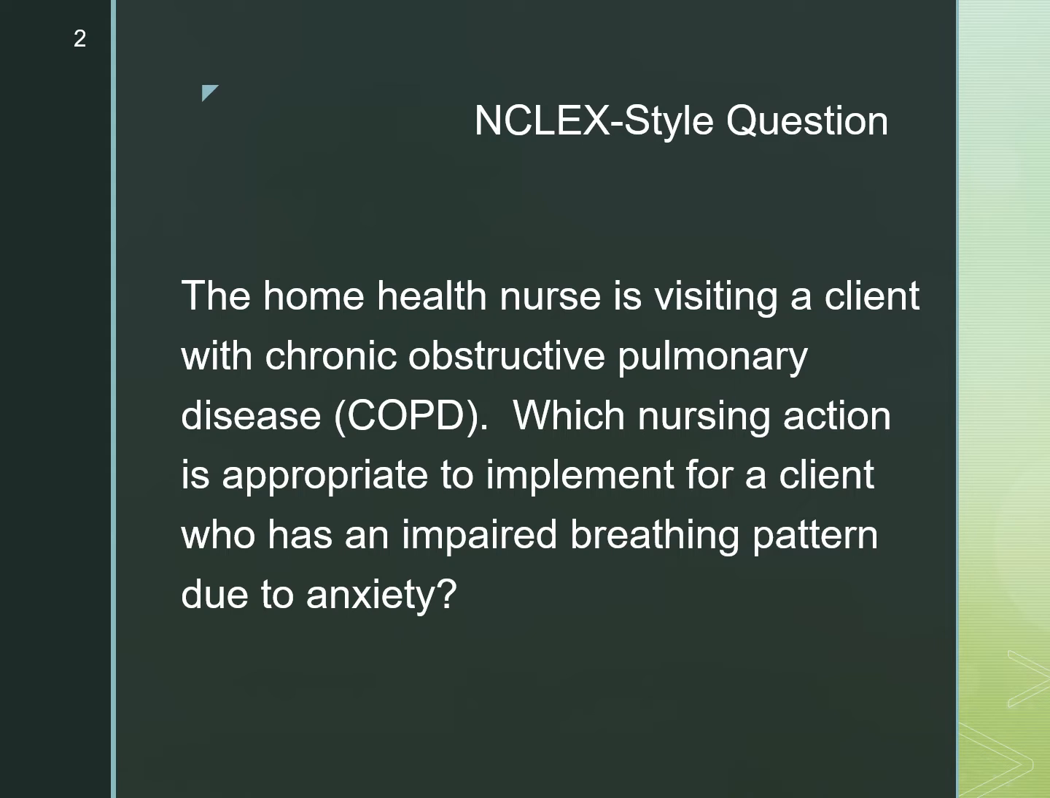Okay, after you've thought about it for a second or two, what I came up with is, how do we help COPD clients with their breathing pattern, which is usually too fast? Let's look at the potential responses. But before we do that, think about different ways we can help slow breathing down.